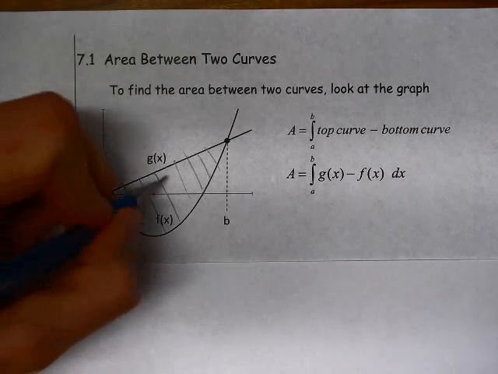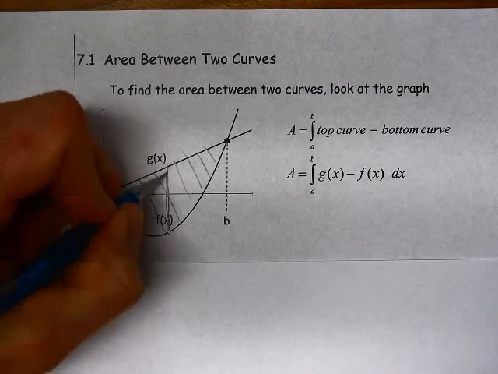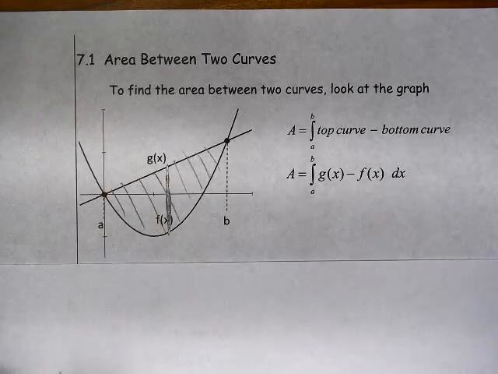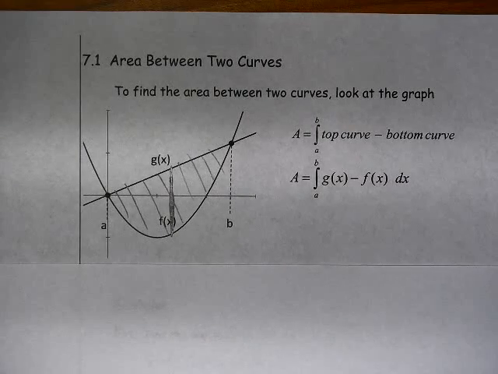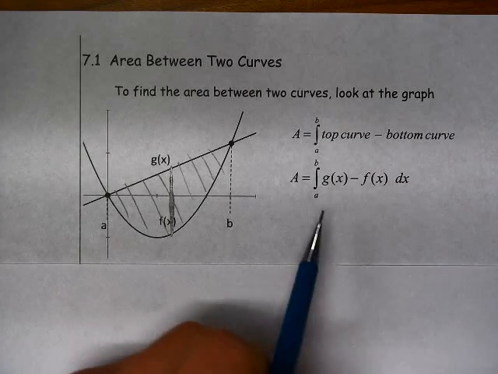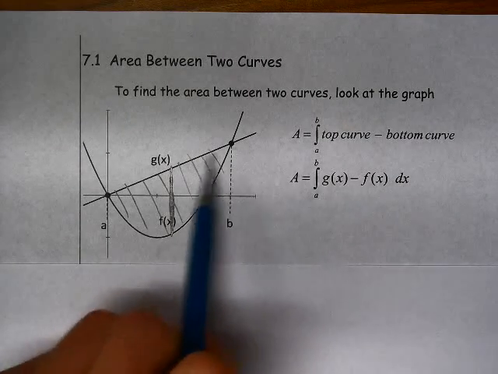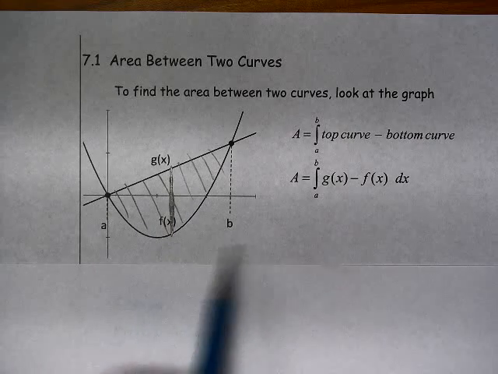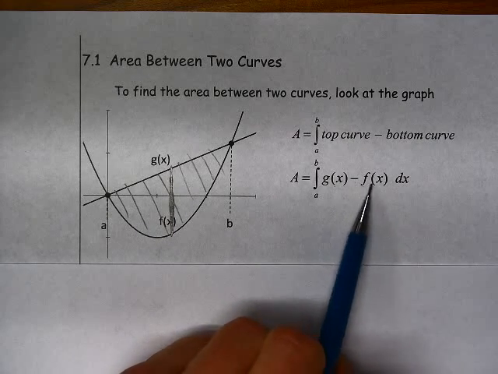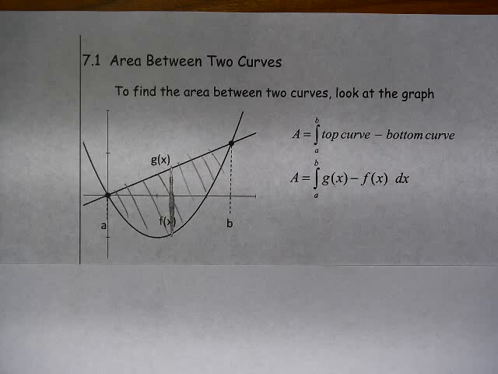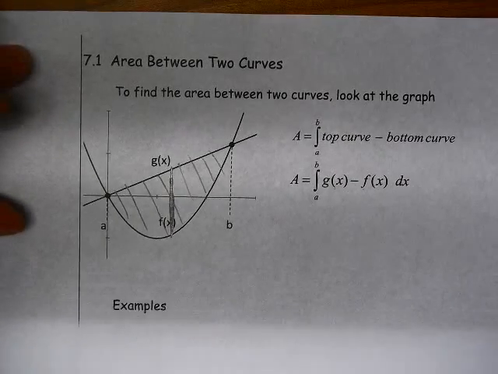At any specific x value, that will give us the difference in the heights of those functions. So simply, we're going to integrate from a to b. In this case, g of x is the top curve and f of x is the bottom curve: g of x minus f of x to find that total area between those two curves.